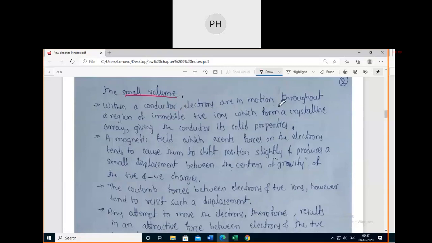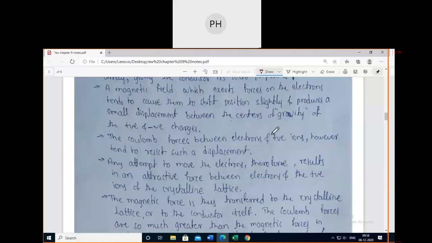Within a conductor, electrons are in motion throughout the region. If you consider a conductor, electrons keep on moving, with respect to immobile positive ions which form a crystalline array, giving the conductor its solid properties.